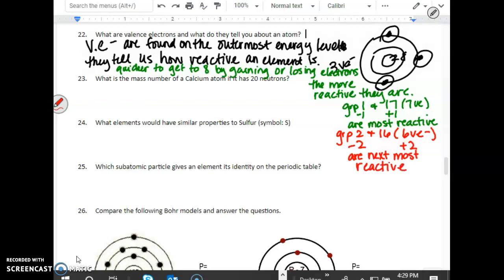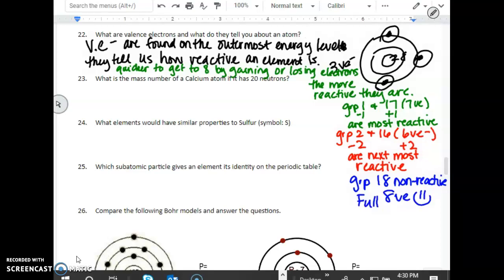And really the only other one that I think you might get asked for is going to be group 18. Group 18, these are the cool guys. These are non-reactive because they are already full. They have 8 valence electrons, and 8 is great. They're full. They will not react.